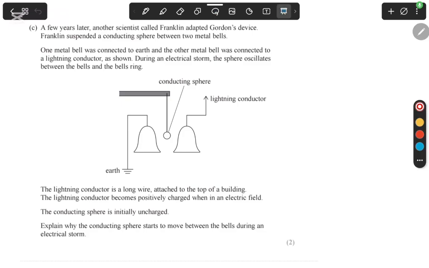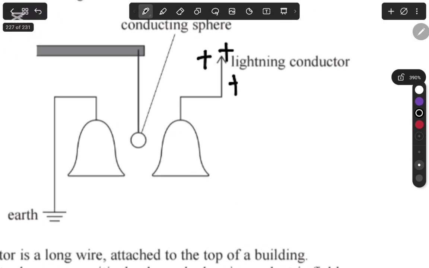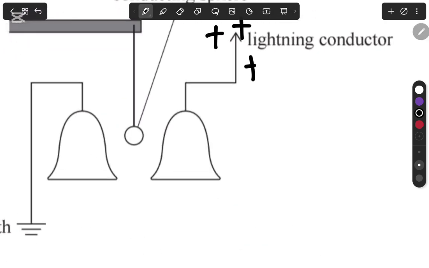Now, during an electrical storm, what's going to happen is that there will be an electric field around the lightning conductor. And we know from the information in the question that the lightning conductor will become positively charged when in an electric field. Remember, during an electrical storm, there is an electric field. So hence, the lightning conductor will become positively charged. And what's going to happen to the conducting sphere because of that is it is going to be attracted to the bell that is connected to the lightning conductor.